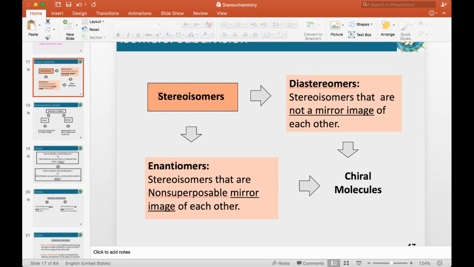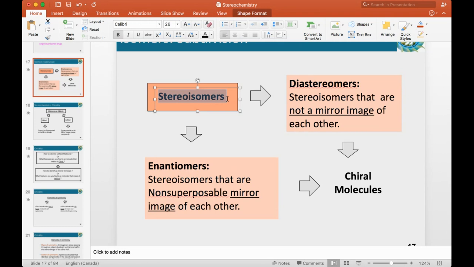However, if we have two compounds with the same molecular formula, same connectivity between the atoms, and different orientation in space, then we are talking about stereoisomers. That's the definition of a stereoisomer. Two compounds that only differ in the 3D structures, even though they have the same composition, same molecular formula, and the same connections between the atoms.